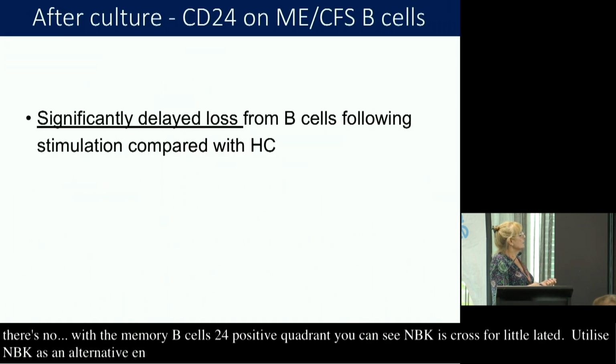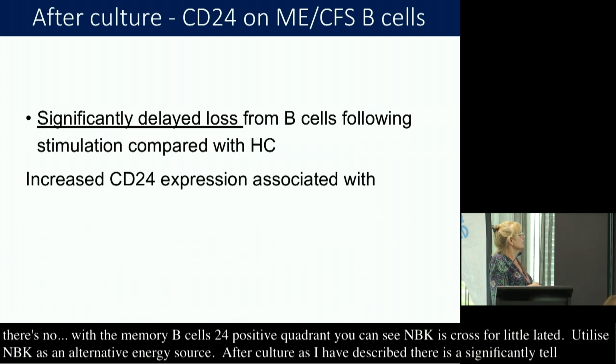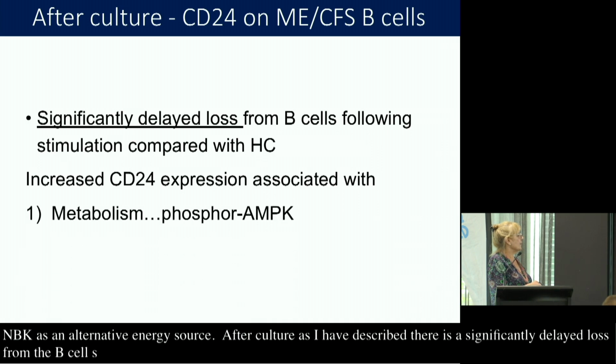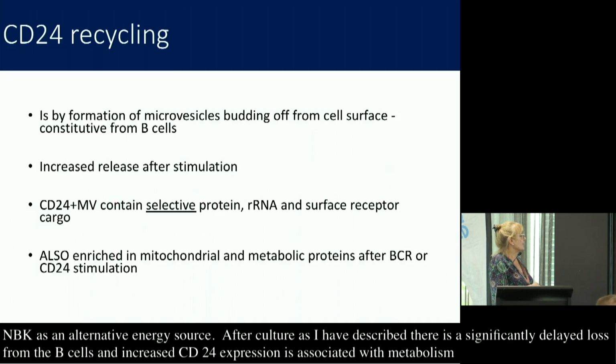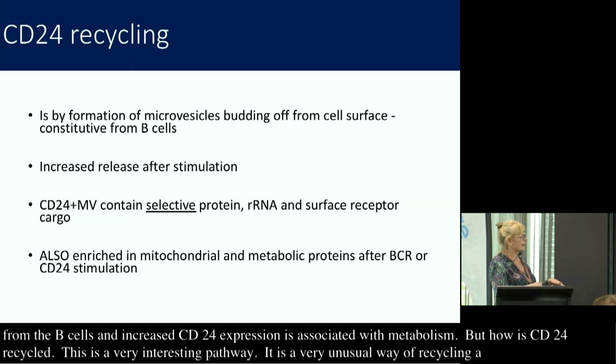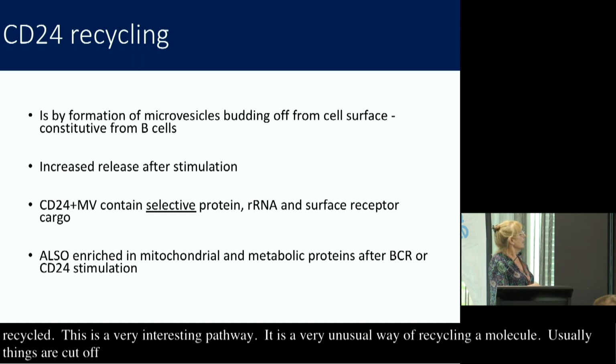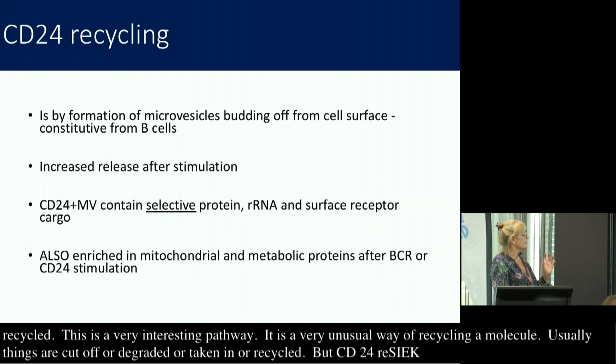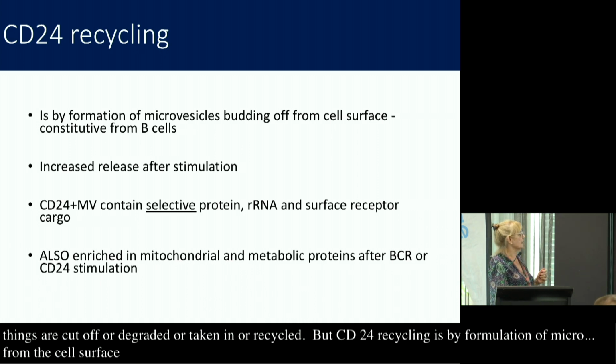So after culture, as I've described, there's a significantly delayed loss from the B cells, and increased CD24 expression is associated with metabolism. But how is CD24 recycled? Now, this is a very interesting pathway. It's a very unusual way of recycling a molecule. Usually things are either cut off or degraded or taken in or recycled. But CD24 recycling is by formation of microvesicles budding off from the cell surface, constitutively usually, but increased after stimulation.